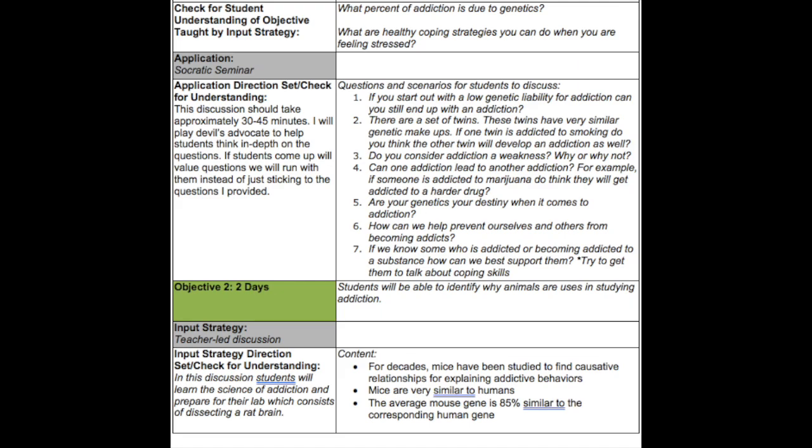You can change it. Then for day 2, my objective will be that students will identify animals that are used in studies for addiction. My input strategy will be a discussion. In this discussion, students will learn the science of addiction and prepare for their lab, which consists of dissecting a rat brain. For the content, I will have another slideshow just to explain to students what's going to go on and give them the procedures.